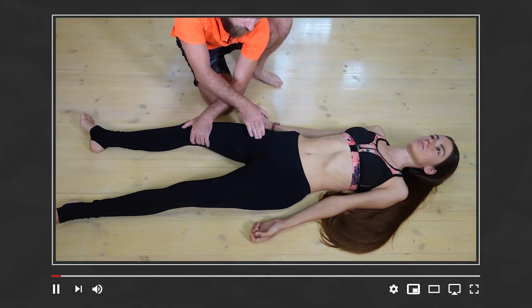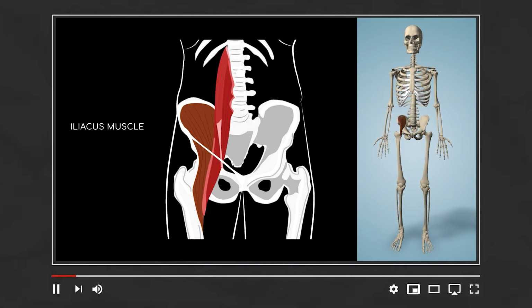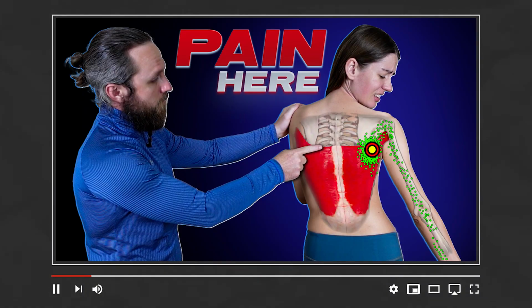The quadratus lumborum is rarely affected by trigger points in isolation and is very often combined with problematic iliopsoas and iliocostalis muscles, latissimus dorsi, gluteus medius, and others. You can watch detailed reviews of these and other muscles in this playlist.